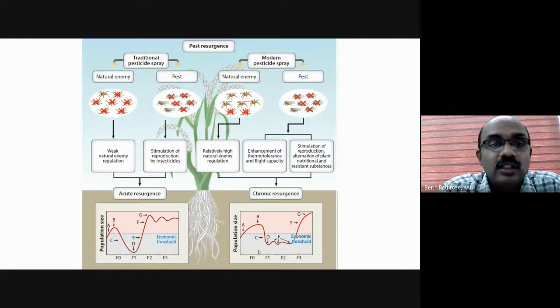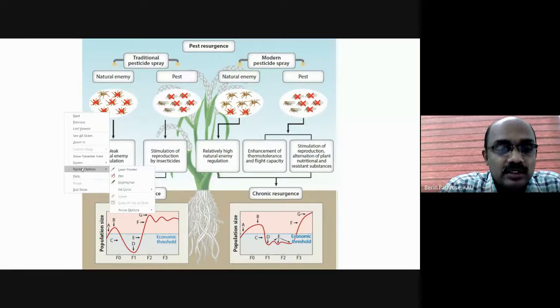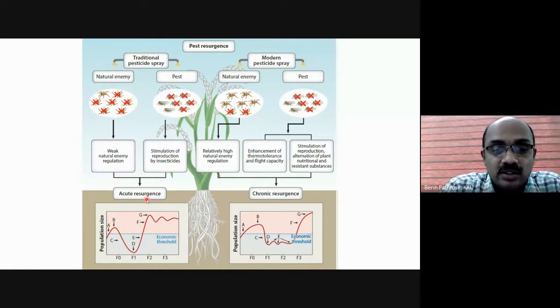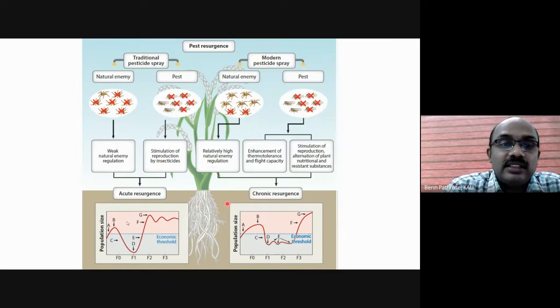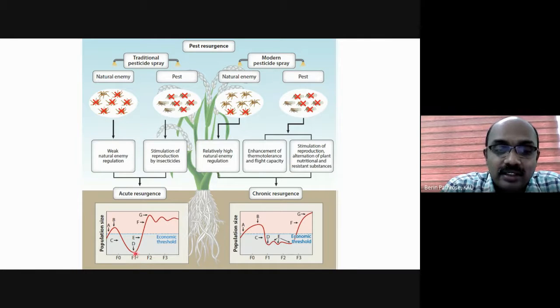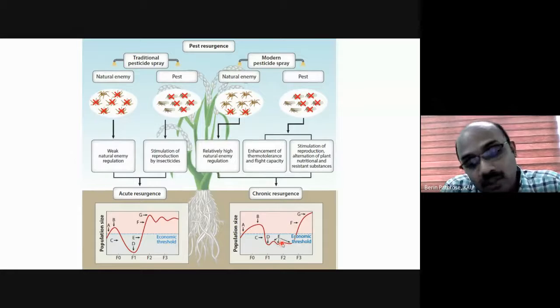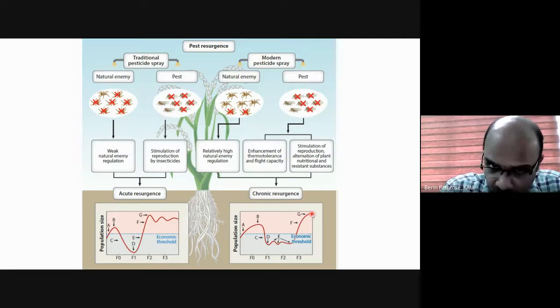I will show a chart. Here you can see what happens with acute resurgence and chronic resurgence. This is acute resurgence, this is chronic resurgence. See this graph: you use the pesticide, the pest load decreases. Within the F1 itself, there will be a huge increase in pest population. But in the case of chronic resurgence, you apply a pesticide, the pest population decreases and remains at a low level up to the F3 generation, and only then there will be an increase in pest population.